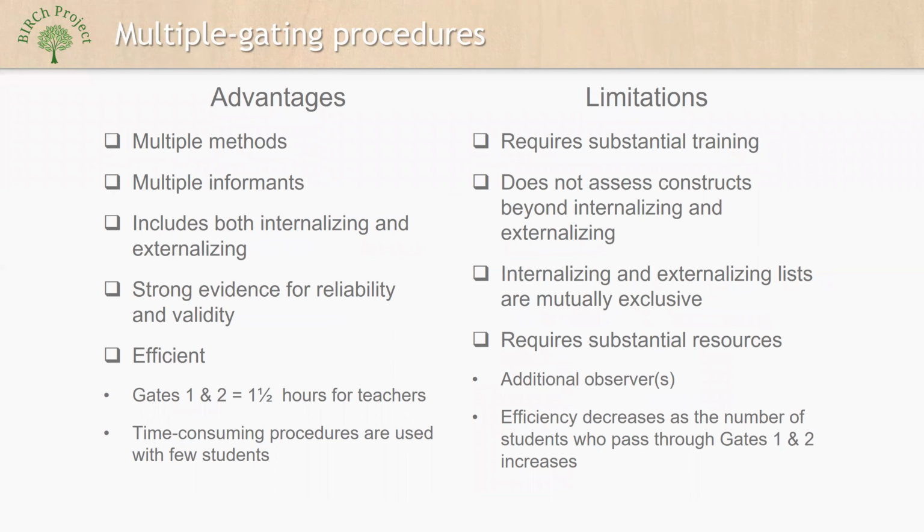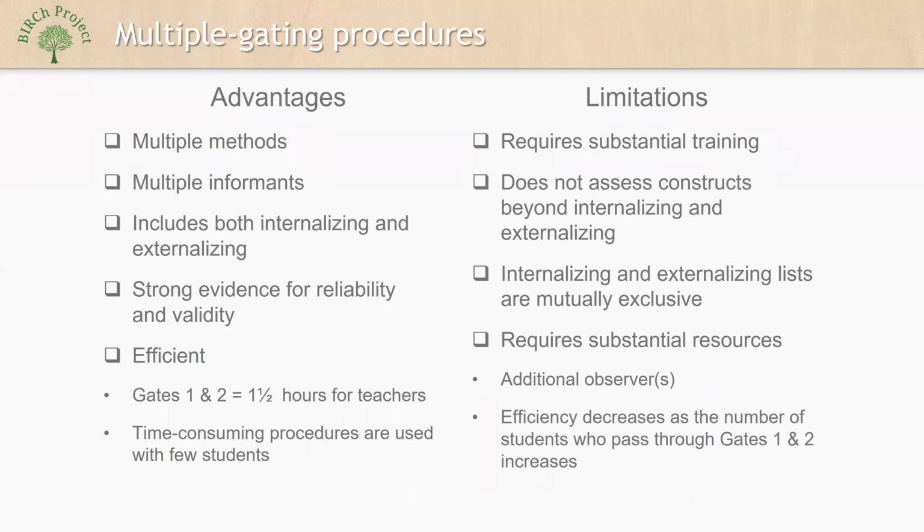So you can see that there are numerous advantages to this particular screening approach. In a multiple gating process, we have multiple methods. We start with teacher nomination. We move to norm-referenced rating scales and checklists. Then we move to systematic direct observation in the third phase. So we have multiple methods of assessment built in to one particular screening process.